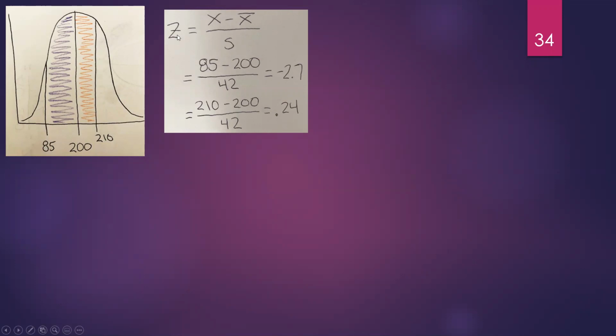So we do our z-score formulas, x minus x bar. It doesn't matter which one you do first. If you do 85 first, 85 minus our mean of 200 divided by our standard deviation of 42 gives us a z-score of negative 2.7. Then we do the same thing for 210. 210 minus our mean of 200 divided by the standard deviation of 42 gives us a z-score of 0.24 for 210.